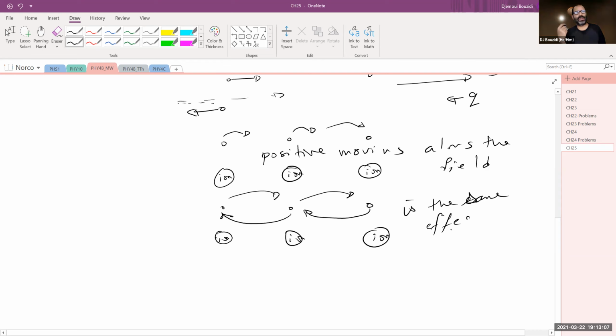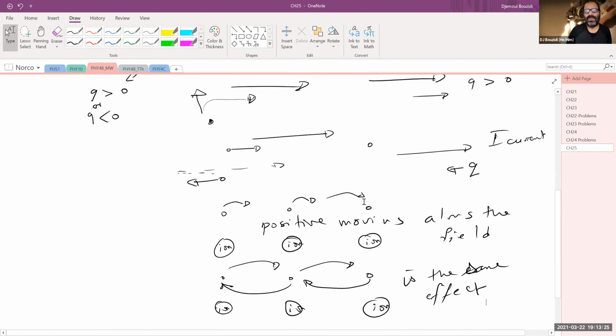So whether the positive charges are moving to the right or the negative charges are moving to the left, it is as if the positive charges are moving to the other side, and that's the end of it. So the current at the end should not depend on the sign of the charges. That is the moral of the story. That is basically the conclusion that we have to reach.